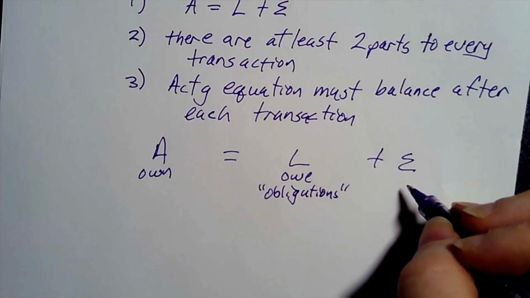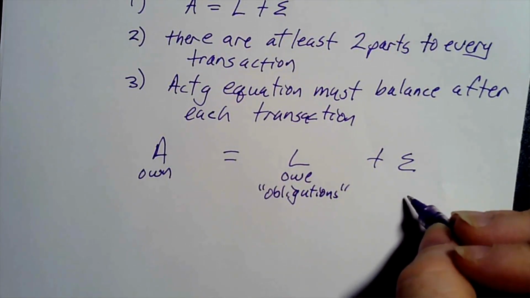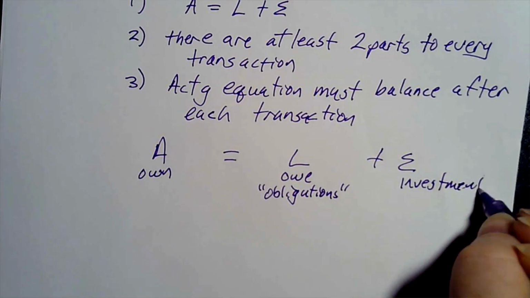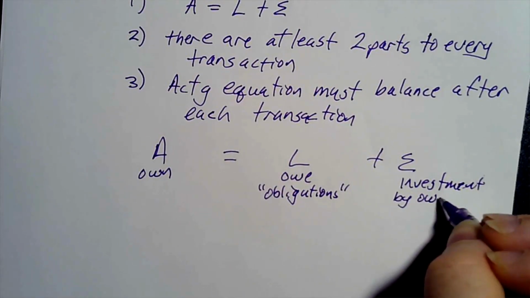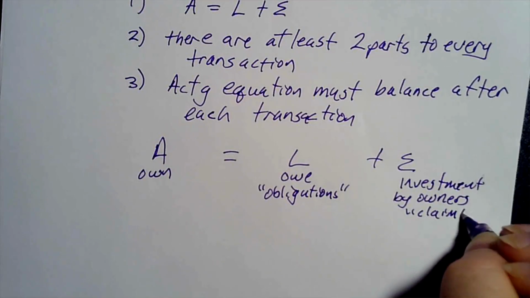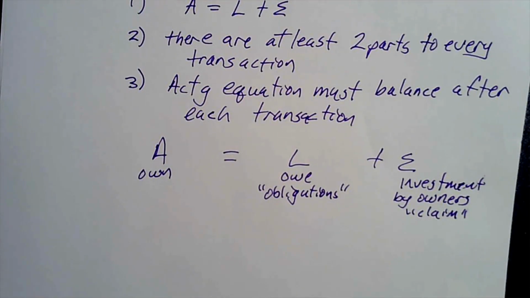And equity deals with what is the investment by the owners. And in a way, it's what is their claim? What is their claim on the parts of the business? If you have one stock, you have less claim on the business than someone who owns 1,000 shares of stock.